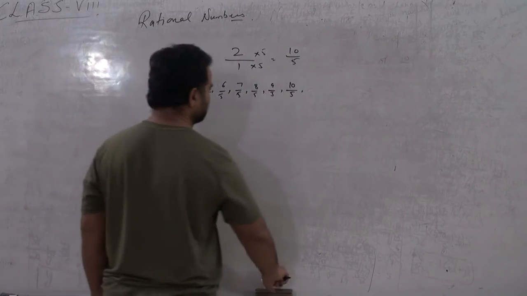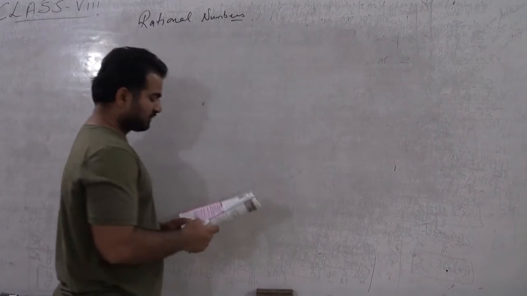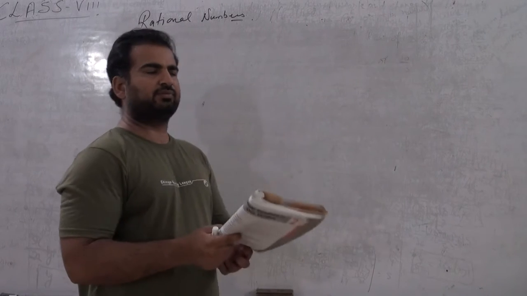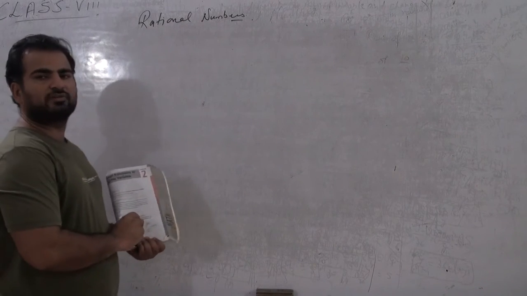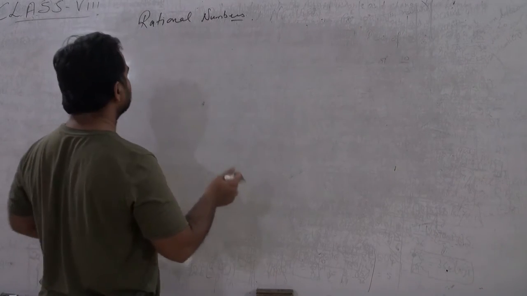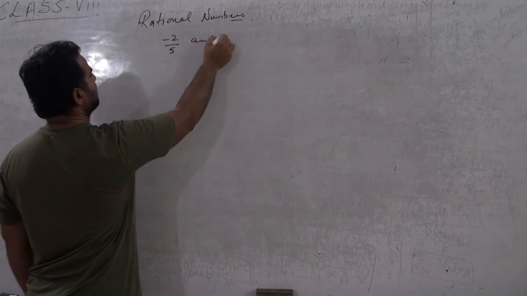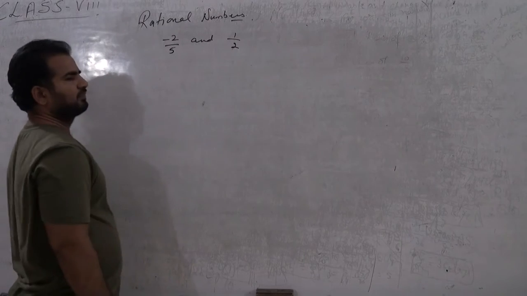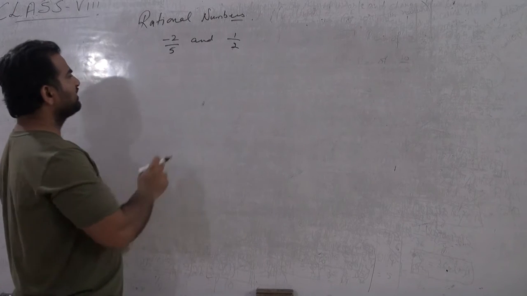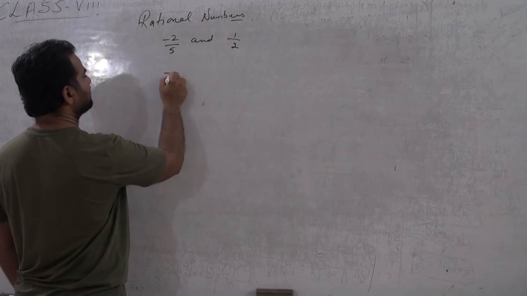Next, question number 4. Find 10 rational numbers between minus 2 by 5 and 1 by 2. So how many rational numbers do we have to find? 10. So just write the numbers minus 2 by 5 and 1 by 2. Okay, so what we have to do is just make the denominators the same. So we have to find the LCM. The LCM of 5 and 2 will be 10.